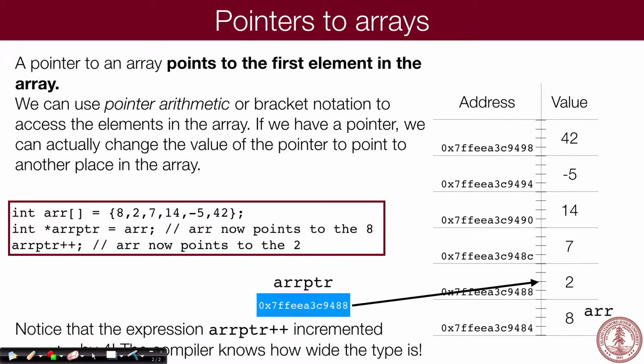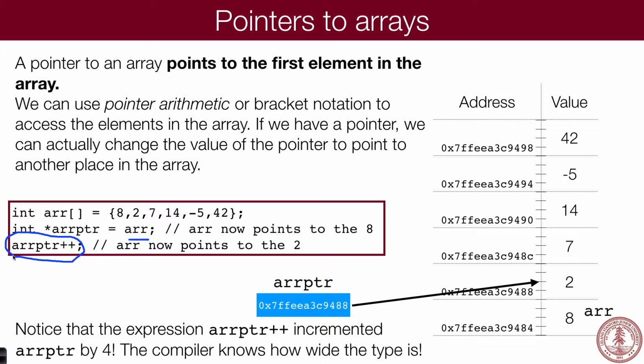Okay, if we say ARR pointer, in other words, ARR PTR, which we just set to be the value of the address of the first one from ARR. And we now say ARR PTR plus plus. That changes the value of the pointer to point to the next element. Now, that is exactly the same as saying the following. It's exactly the same as saying ARR equals ARR plus 1.